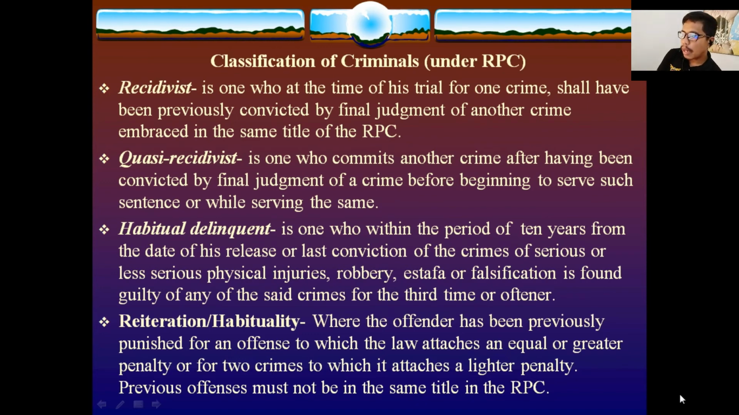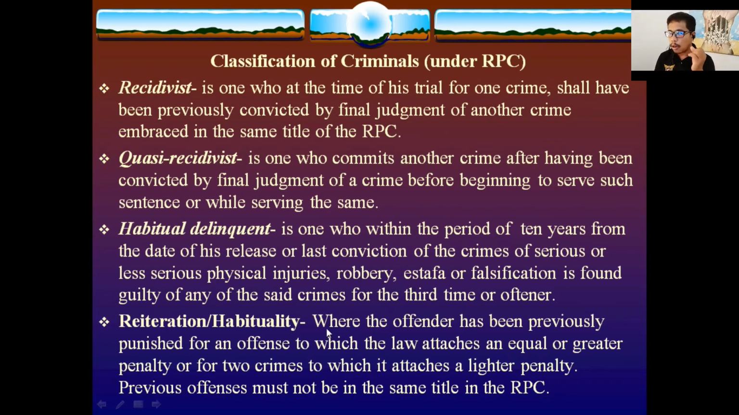Next, habitual delinquent. One who within the period of 10 years from the date of his release or last conviction of the crimes of, number 1, serious physical injury. Number 2, less serious physical injury. Number 3, robbery. Number 4, estafa. Number 5, falsification, is found guilty of any of the said crimes for the third time. For the third time or oftener.